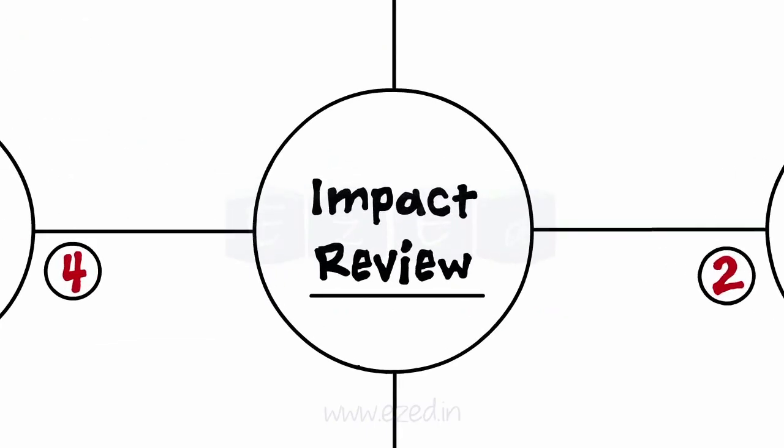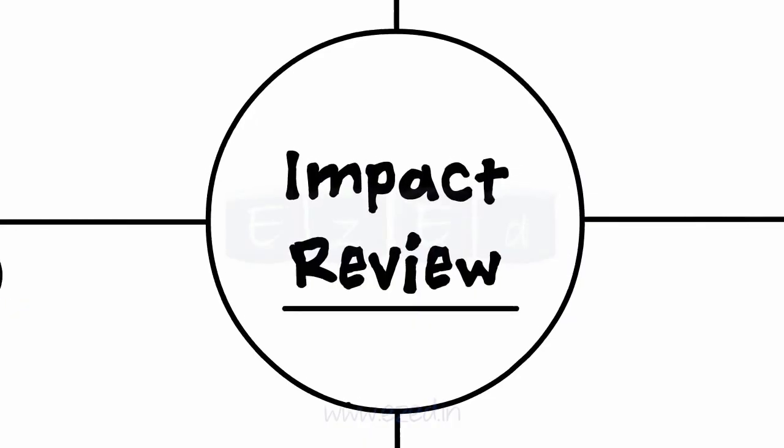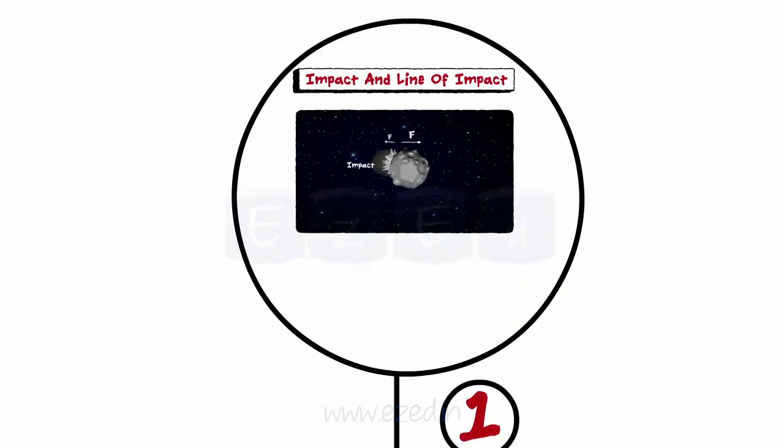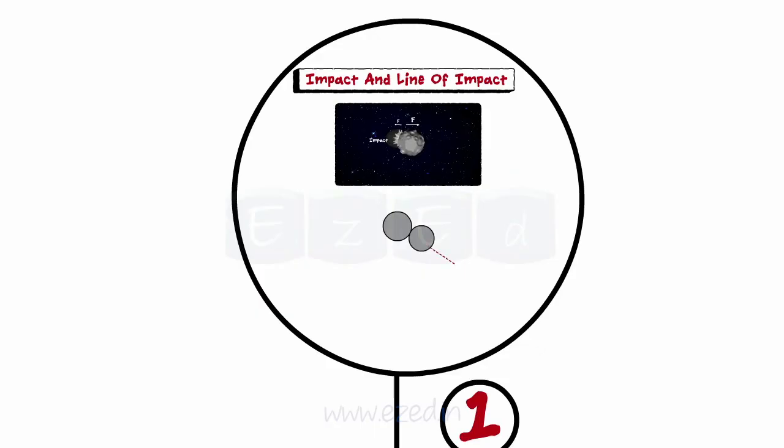Let us take a quick overview of this EzEd video lecture. We have seen what is impact. That is, when two bodies collide for a very small interval of time, it is known as an impact, and the line joining the common normal of colliding bodies is known as line of impact.